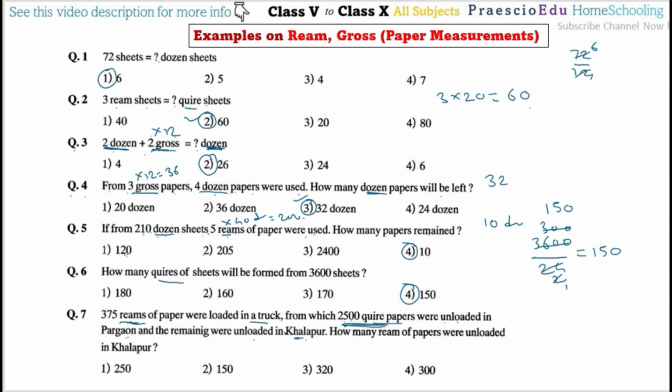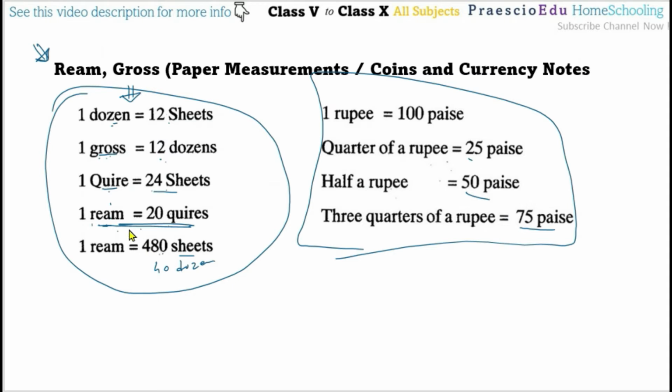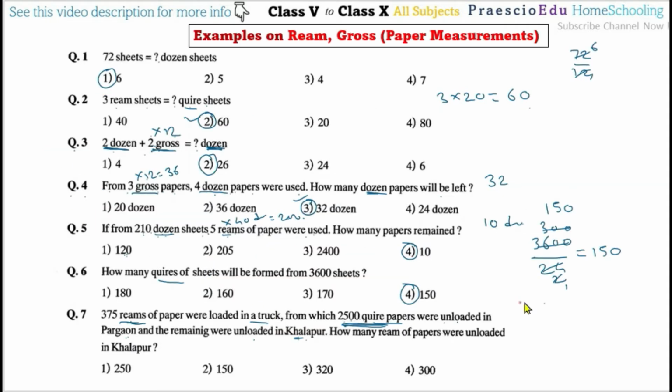So we know the square and ream relations. One ream is equal to 20 square. So 2500 square we have to divide by 20, and we will get the total reams. So this 0 gets cancelled, this 0 gets cancelled. Now this is 125. So there were 125 reams unloaded at the Parga.